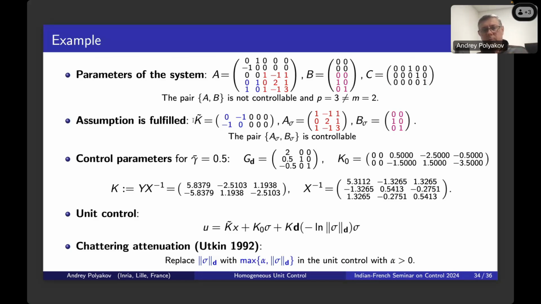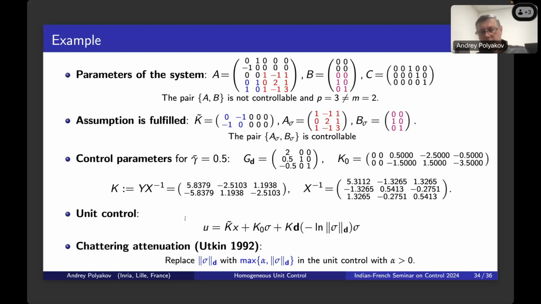Our assumption about existence of the matrix K tilde is fulfilled. We just solve the algebraic equation and find K tilde in this form. A sigma, B sigma is the output dynamics of the system, which is a controllable pair, and we can design our controller based on the steps of the algorithm I explained. Here are just some values for the matrices found from the algebraic equation, because now it is an equation plus an inequality of the algebraic system.